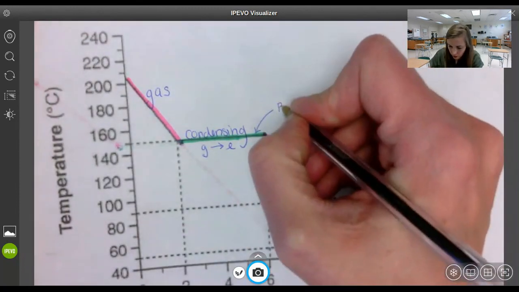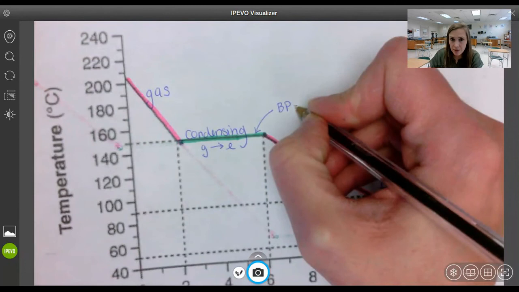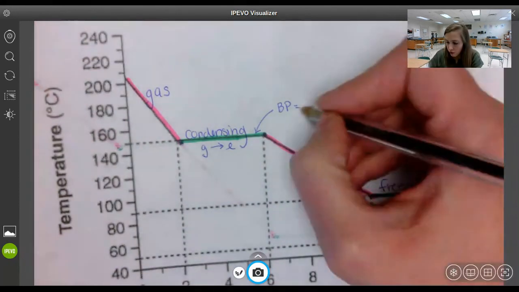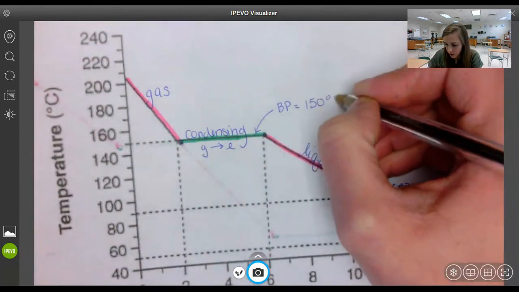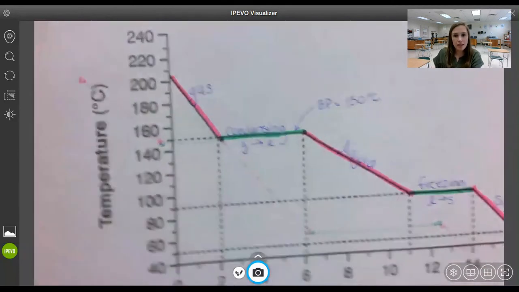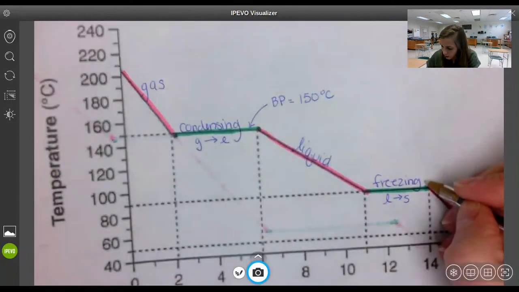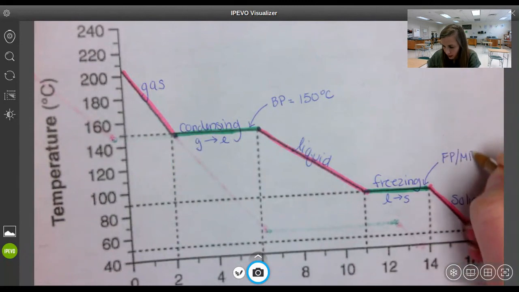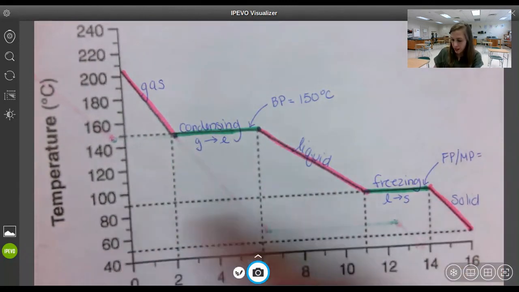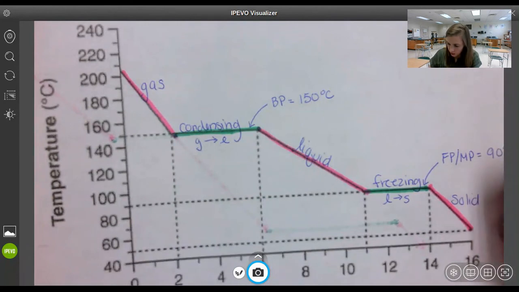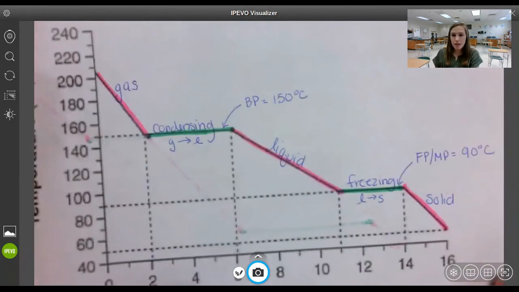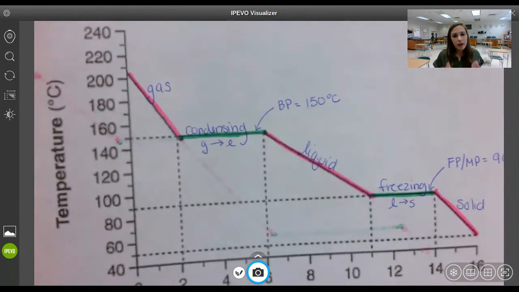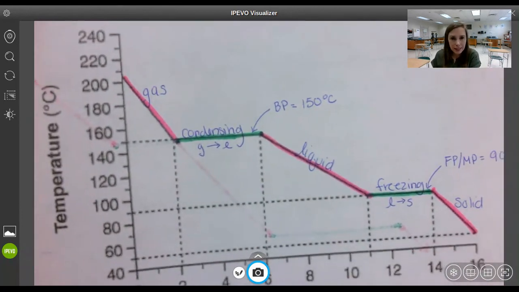Okay, so some things that we can also tell based on this is where this flat peak is. Okay, the boiling point, which is the same thing as this temperature it's condensing at, for this substance would be 150 degrees Celsius, just based on that temperature. Okay, I could also tell about this substance the freezing and melting point. Remember, those two things are the same thing. Where that line is, which is at 90, that would be its freezing point and its melting point at 90 degrees Celsius.